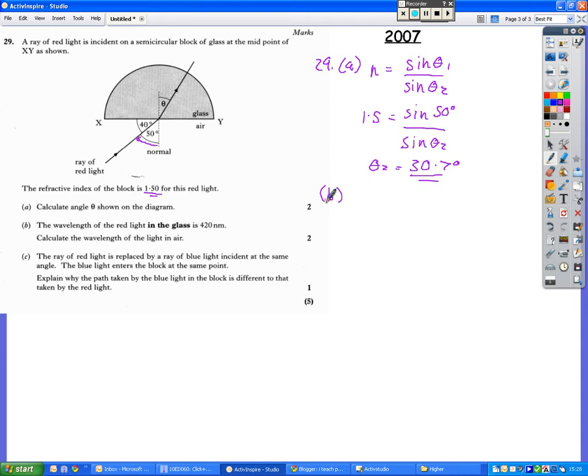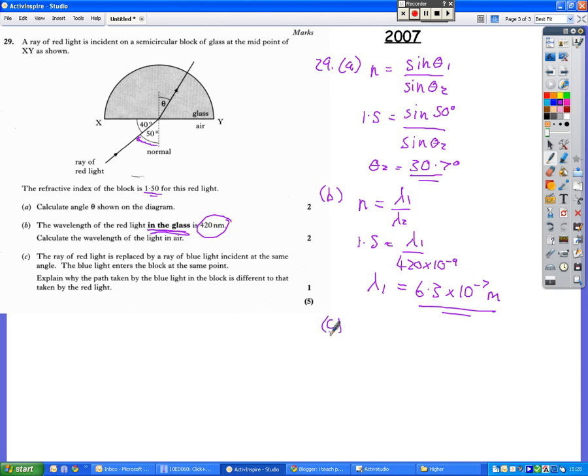B, the wavelength of red light in the glass. In the glass is very important. It's 420 nanometers. Calculate the wavelength of light in air. So n is also equal to the ratio of the wavelengths to each other, where wavelength 1 is the wavelength in air and wavelength 2 is the wavelength in the more dense medium. So if its wavelength in glass is 420, then that goes on the bottom. So it's 420 nanometers, or 420 times 10 to the negative 9. Solve for lambda 1, you'll get 6.3 times 10 to the negative 7 meters, or 630 nanometers is equally acceptable.